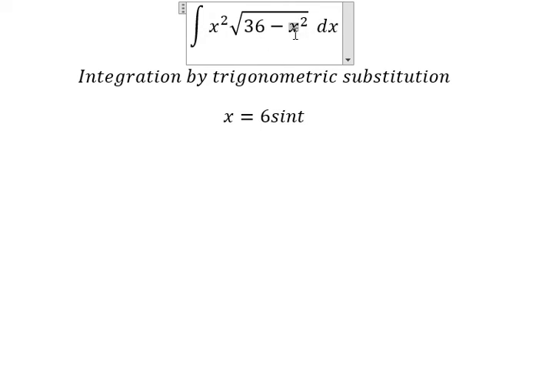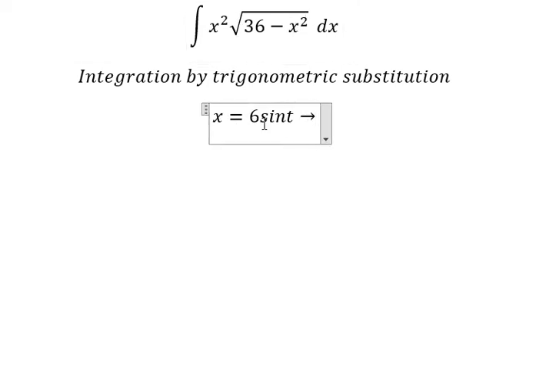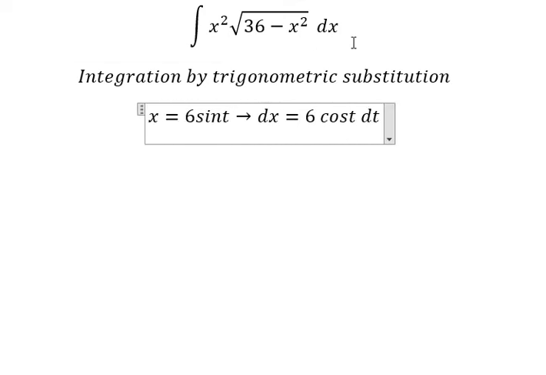36, we can do factorization. And we have 1 minus sin t squared. We change it to cosine t squared. And later we simplify by the square root. We take the first derivative of both sides. You get 6 cosine t dt.